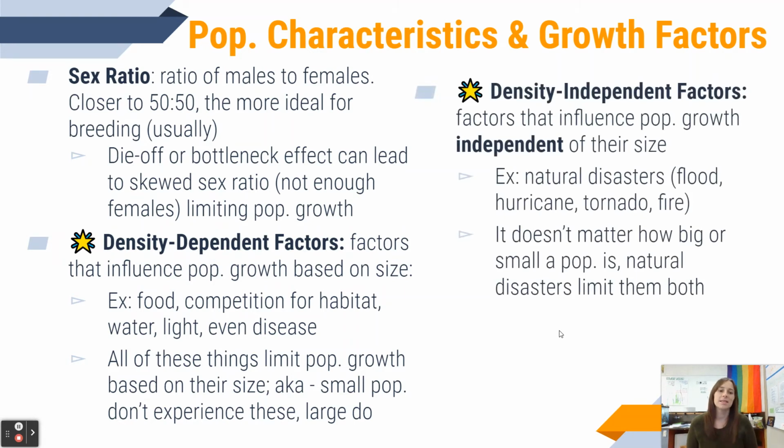And the other type is density independent factors. These are factors that influence population growth independent of the size, so regardless of the size. An example of this might be a natural disaster like a flood, a hurricane, a tornado, or fire. It doesn't matter how big or small the population is. The natural disaster is going to limit a large population or a small one. Regardless, if a hurricane hits, you're going to be negatively impacted by that, and it had nothing to do with the original size of your population. It just happened.